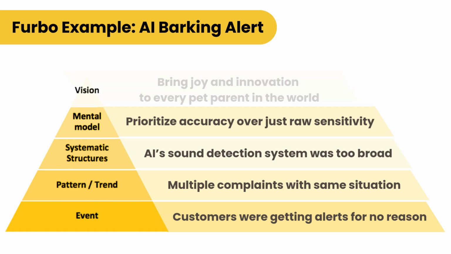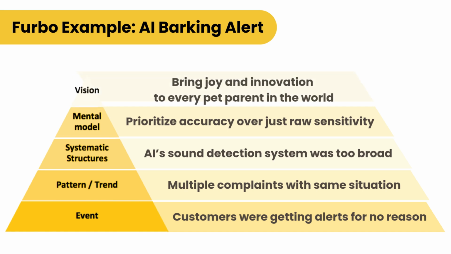And how did our vision for Furbo guide us in fixing this? Our vision, remember, is to bring joy and innovation to every pet parent in the world. For the barking alert, this meant we aimed for a smarter AI that accurately detects barking. The vision pushed us to reduce those annoying false alerts, while still making sure we kept pets safe by alerting owners to real barking when needed.